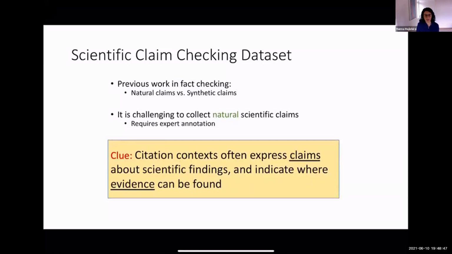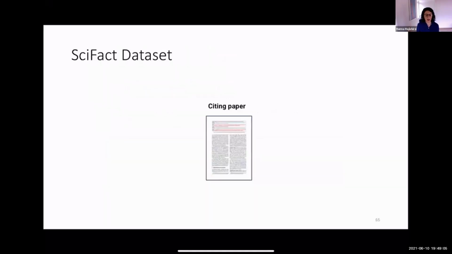But we observed something super useful here, that citation sentences are a useful resource for us because they are summarizing a claim mentioned in some other paper, so we basically use them as a source of claim sentences. And this is how we build our SciFact data set.